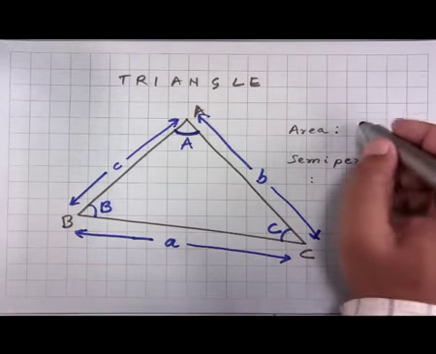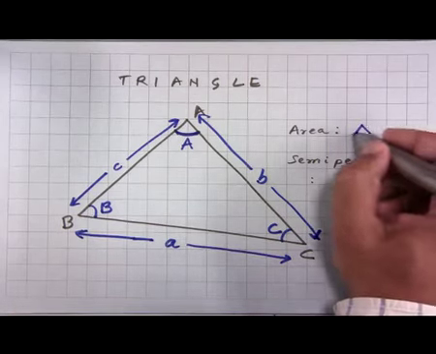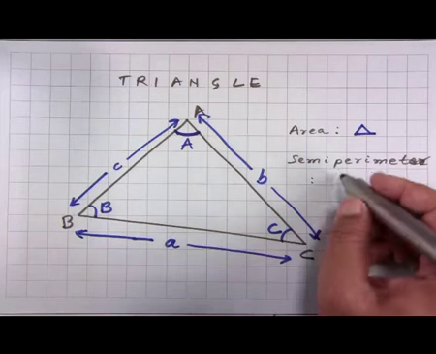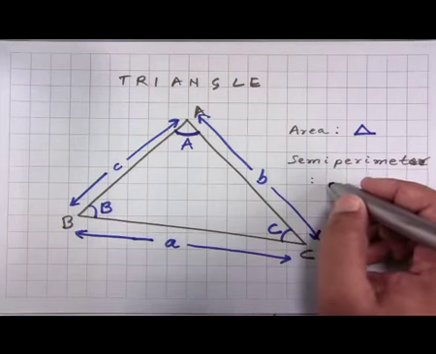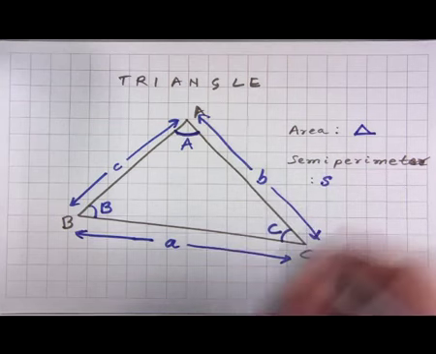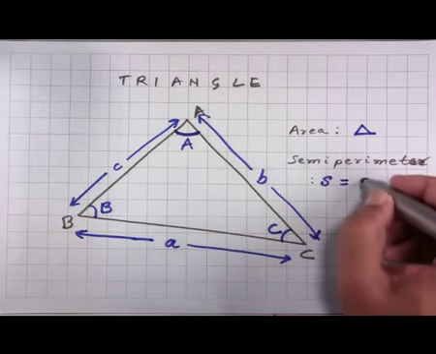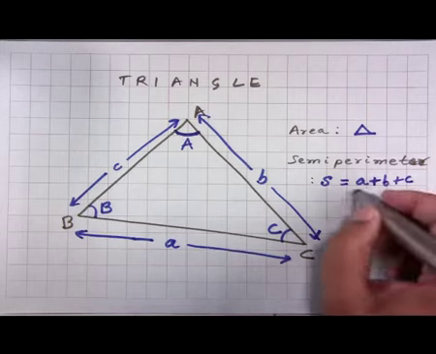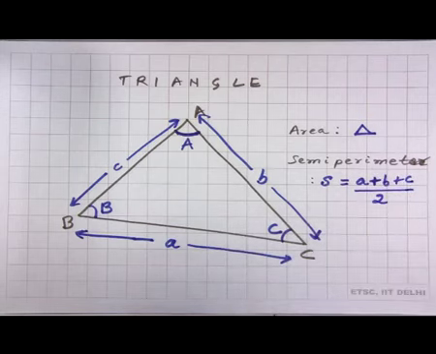The area will be denoted by this delta symbol, and frequently we will be coming across something known as the semi perimeter, which we will be denoting by S, and this semi perimeter is essentially half of the perimeter of the triangle, which is a plus b plus c over 2.